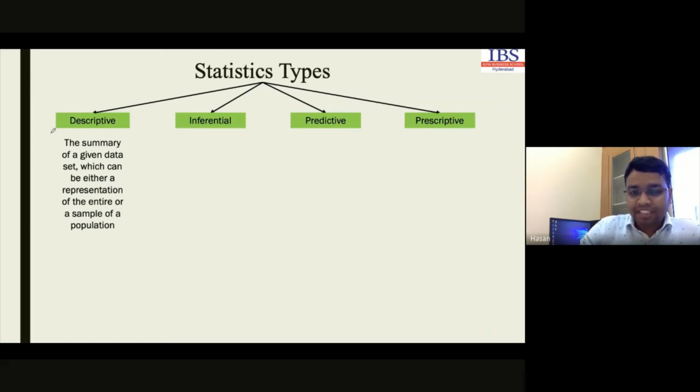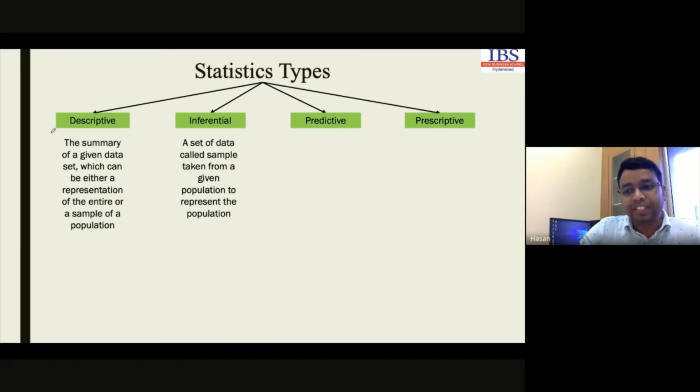Next one is inferential statistics. We have a big population, but it is not possible to judge each and every element of the population. So we can randomly consider a very small proportion of this population, that means very few elements, test these elements and draw conclusions about the entire population based on the characteristics of these elements.